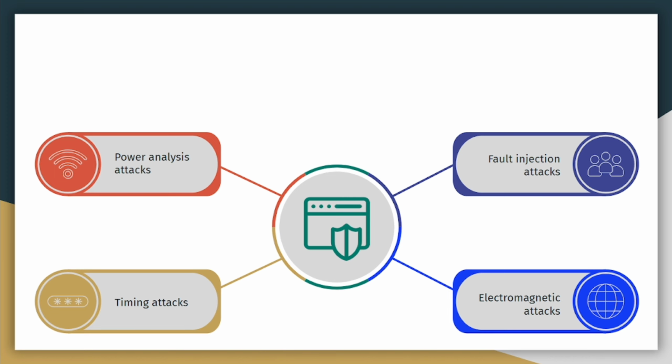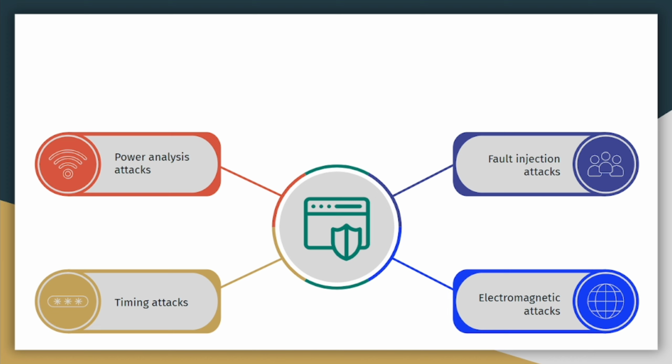Here are some ways that side channel attacks can be used to extract information. The first way is power analysis attacks. By analyzing the power consumption patterns, an attacker can extract the cryptographic keys being used and use them to decrypt encrypted data. The second attack is timing attacks. By analyzing the timing information, an attacker can deduce information about the cryptographic key being used. The third one is electromagnetic attacks. By analyzing the electromagnetic emissions, an attacker can extract information about the cryptographic keys being used.